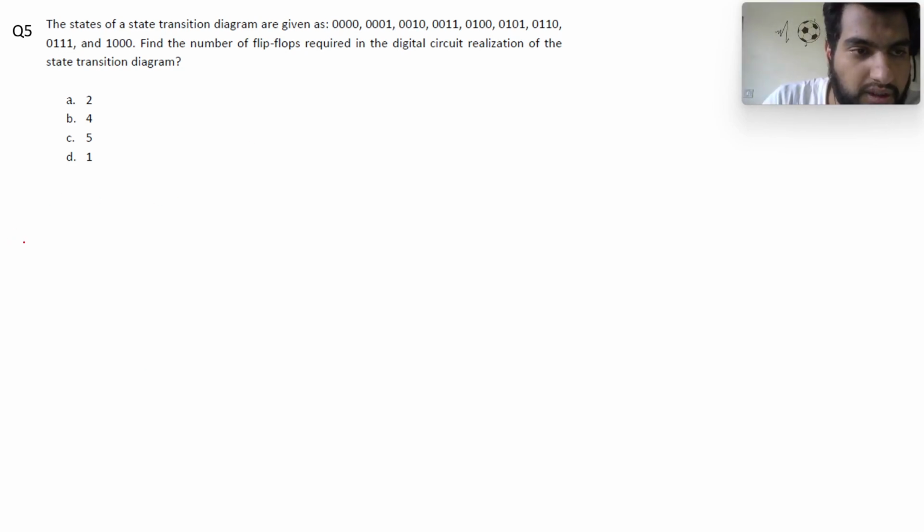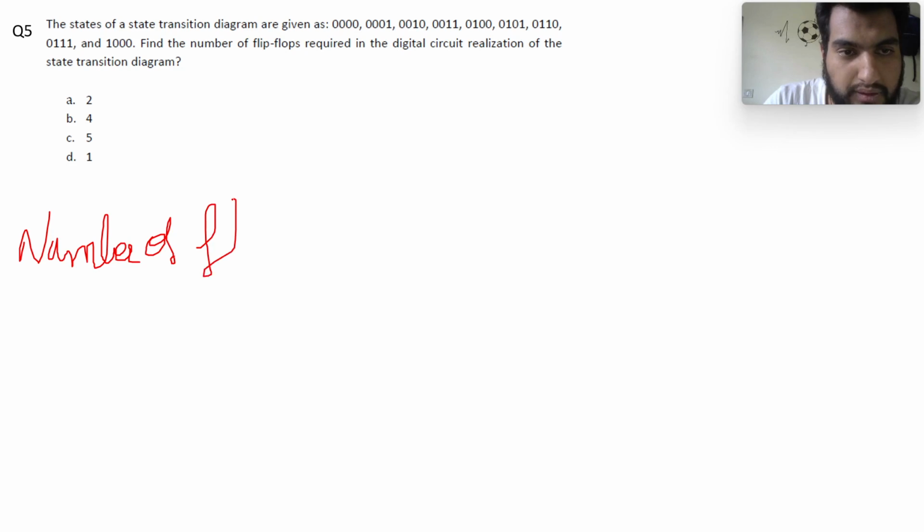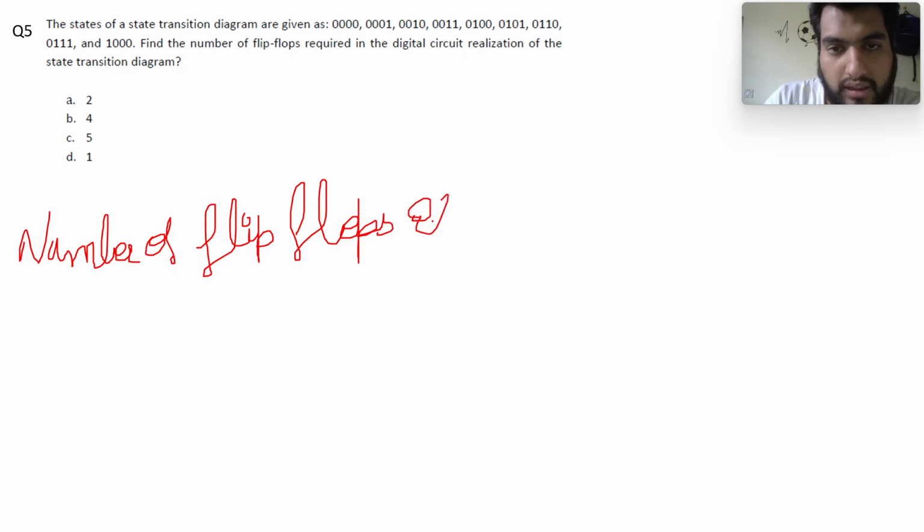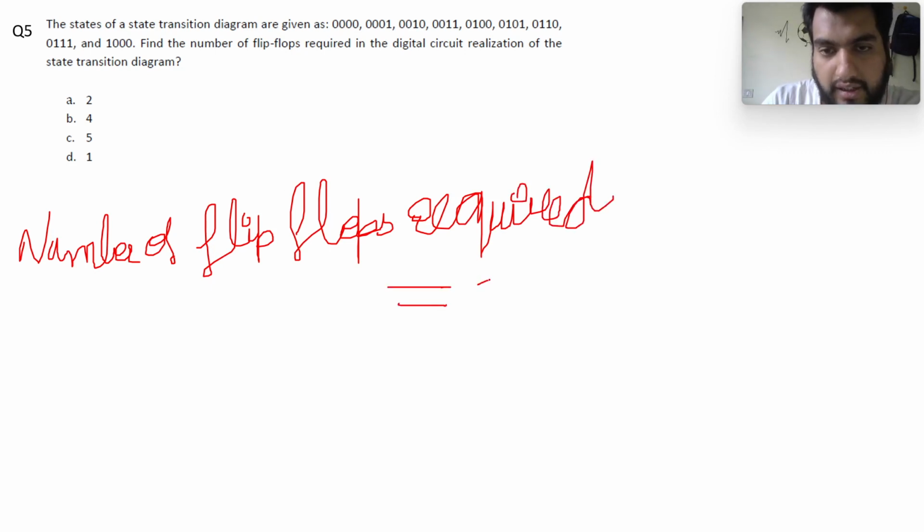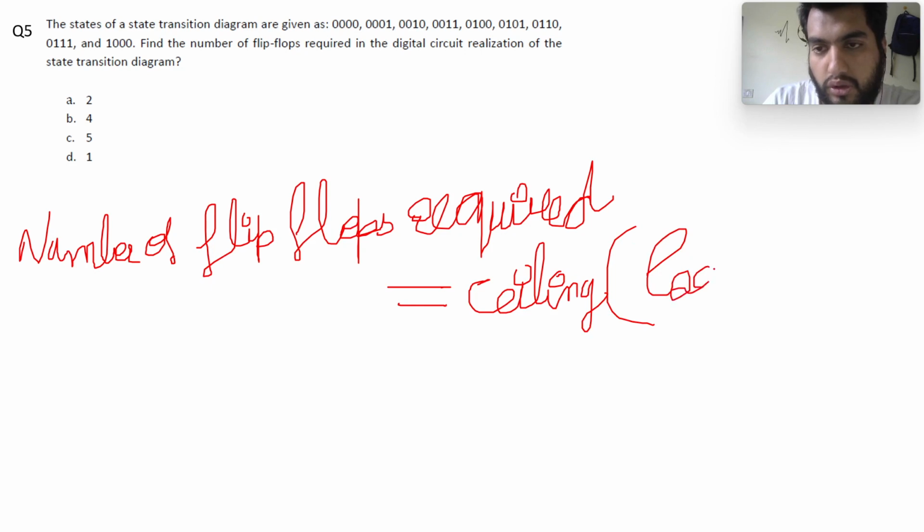the number of flip-flops required is equal to the ceiling of log 2 of the number of states.